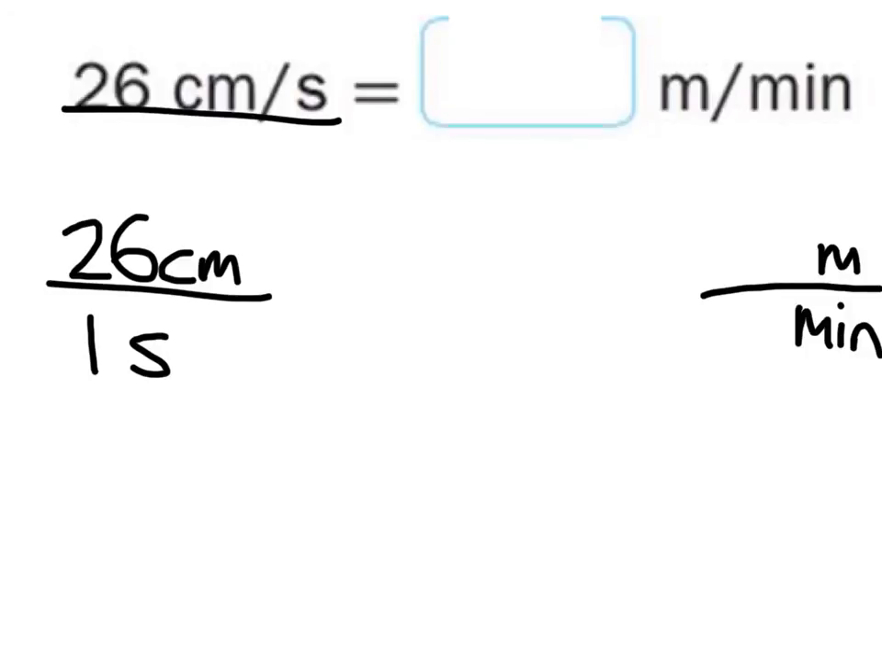So how many conversions do we need? Yeah, we need 2, right? Because we're converting centimeters to meters. So that's our first conversion. And then we're converting seconds to minutes, which is our second conversion.